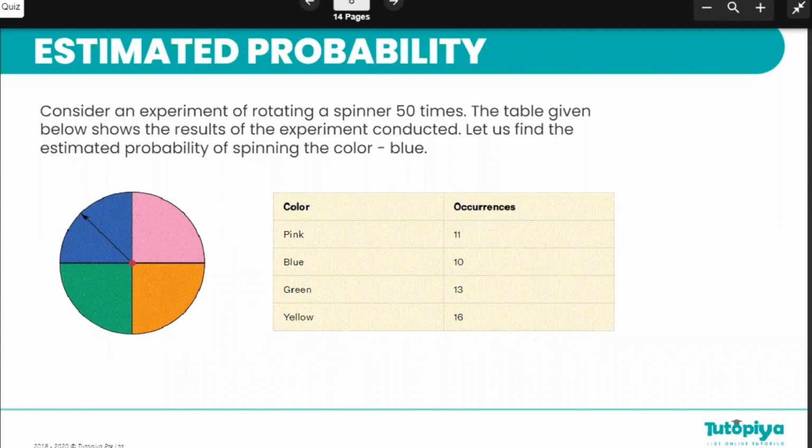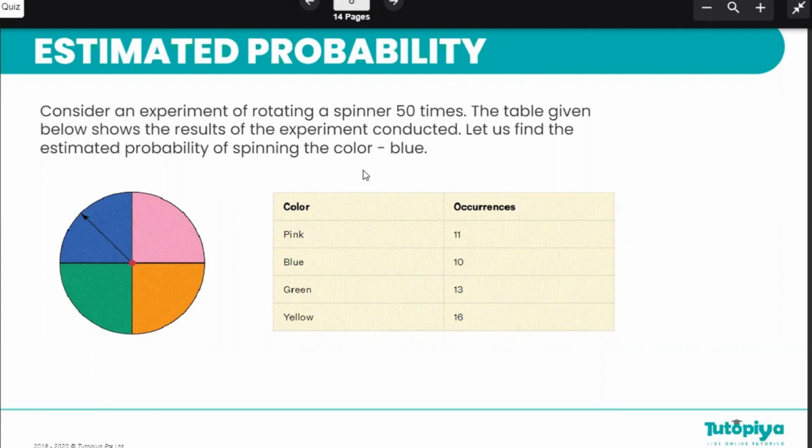Now let's look at an example on estimated probability. Over here, we're going to consider an experiment of rotating the spinner 50 times, and the table shows us the results of the experiment conducted. What we need to do is find the estimated probability of spinning the color blue. So we have 4 different colors, and the table gives us the number of times that we have these specific results.